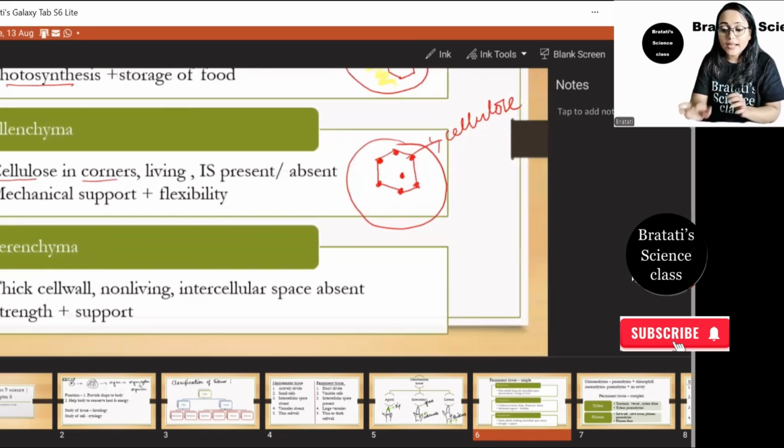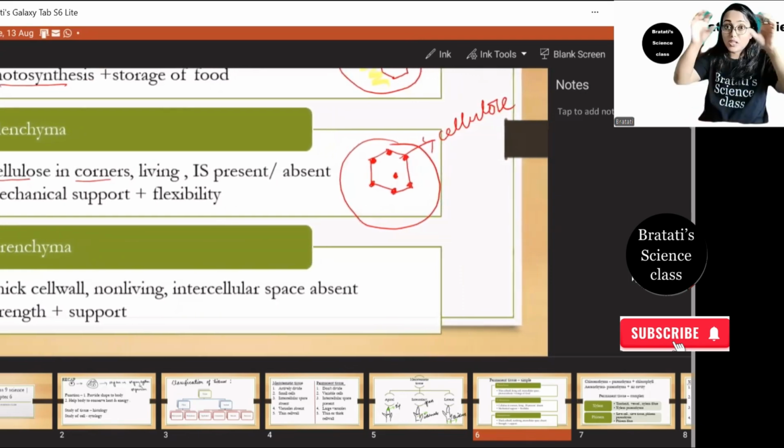Sclerenchyma cells are actually dead cells. They have thick cell walls. Intercellular space is absent. Now you see, if something is giving strength and support, with dead, non-living cells and a thick cell wall, that means it is the protective layer of the plants.